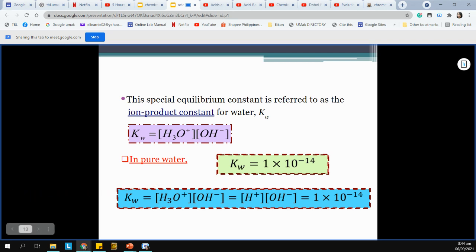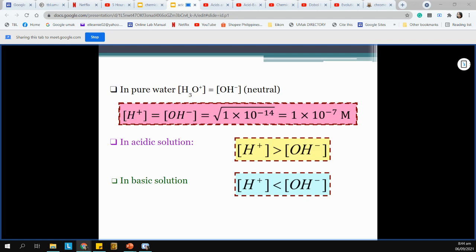Now, given that you have this constant value now, you can actually get the concentration of hydrogen and hydroxide. So, since equal lang sila, x times x, or x squared, is equal to 1 times 10 to the negative 14, then square root both sides, you're going to get the value of 1 times 10 to the negative 7.